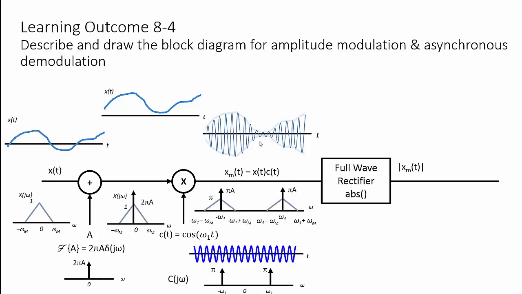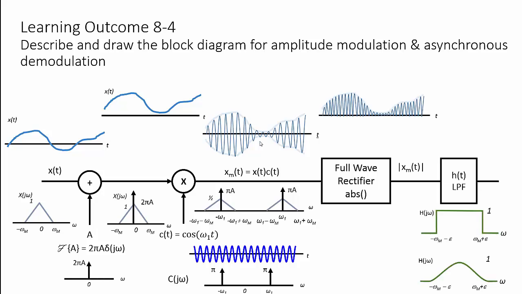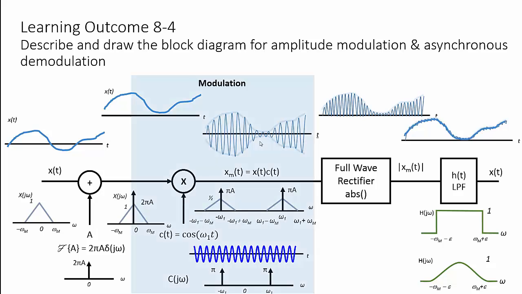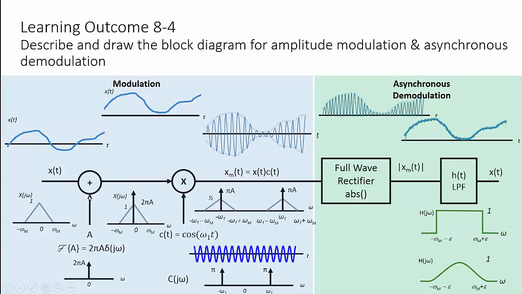To demodulate, we pass our signal through a full wave rectifier and then through a low pass filter. Modulation is this portion here, although sometimes we think about it as including the addition. Our asynchronous demodulation is our full wave rectifier and our low pass filter.